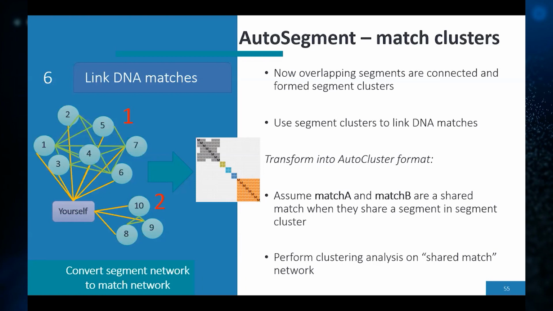If you have two matches that have overlapping segments, we assume that they will be a shared segment. It's probably true, but you have to of course check it, because it could still be on a different side of your chromosome. But for this sake, we assume that because they overlap, they are a shared match, and we use this information to do the clustering. And so we do the clustering and we get those clusters.